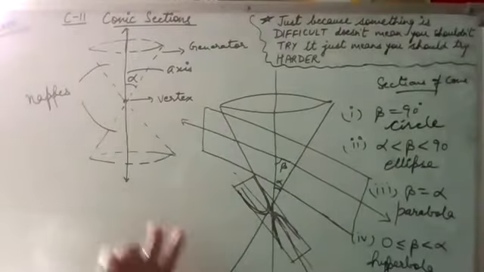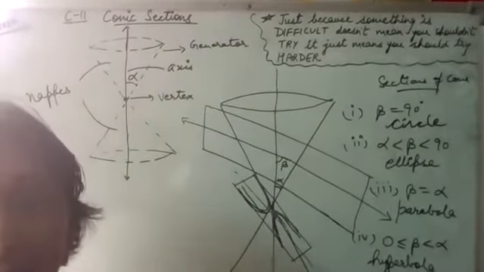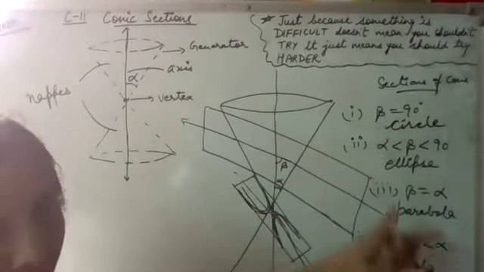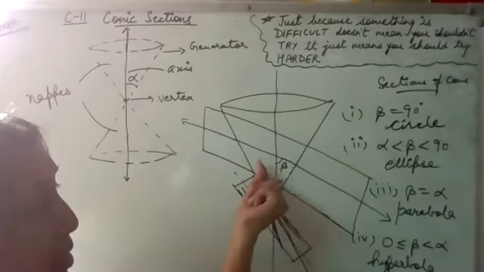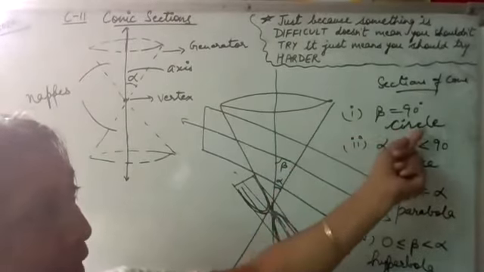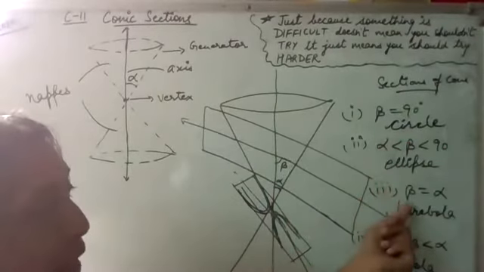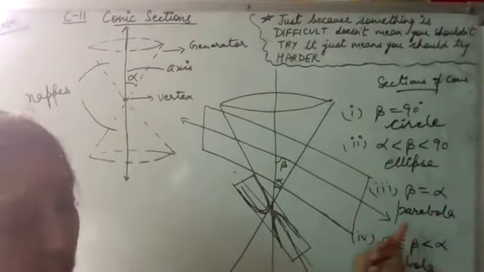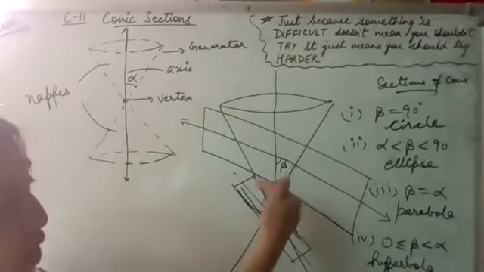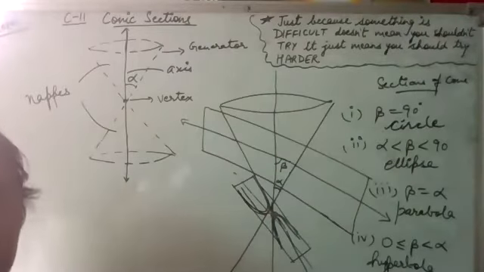Different angles to the cone means the angles between the axis of the plane surface and the axis of the cone. Then we get different sections of the cone accordingly. When the angle beta, that is the angle between the axis of the cone and the axis of the plane, is 90, we get a circle. When it is greater than alpha and less than 90, it is an ellipse. When beta is equal to alpha, we get a parabola. And when beta is greater than or equal to 0 and less than alpha, it will cut both the nappes of the cone and we will get a hyperbola.